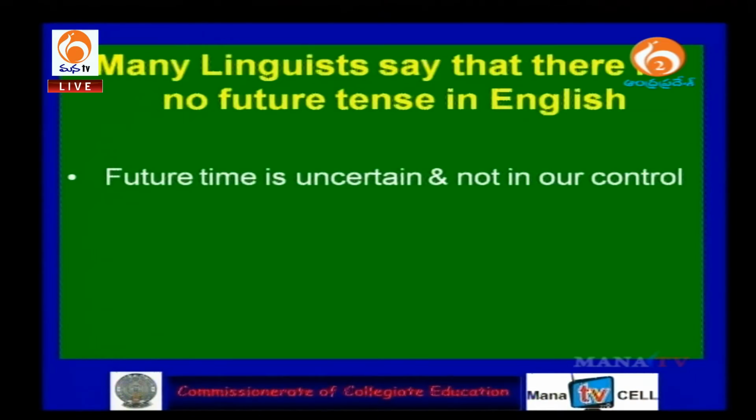The reasons for this: the first one is future time is uncertain. It is not in our control. It is not like the past or like the present. The present is always in our hands. The action is either going on or is completed or is going to start. In the same way, we represent the simple aspect or continuous aspect or perfect aspect in past tense also. But it cannot be done in future tense.